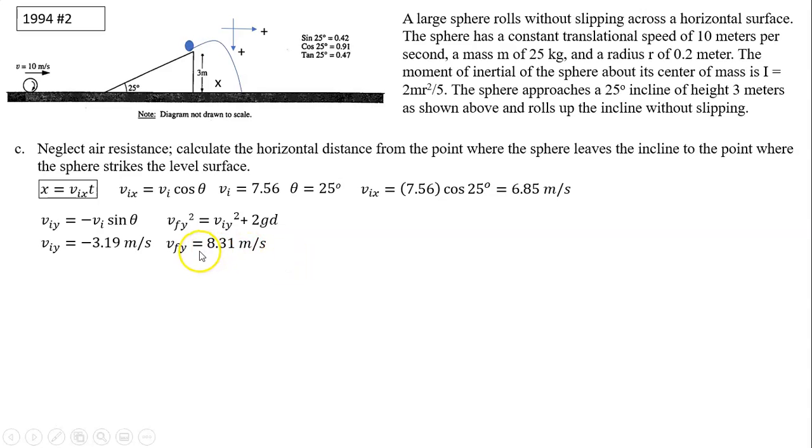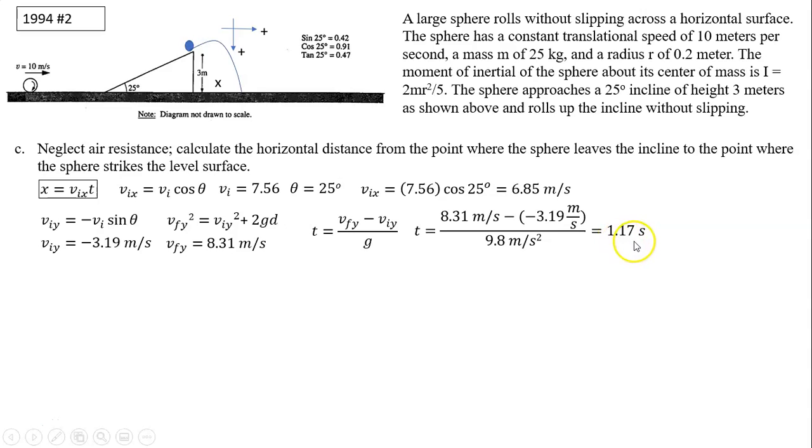Now I have the final velocity, I have the initial velocity, I know acceleration, I can find time using this equation. Remember, initial is negative, you need to substitute the negative value in there. I have 1.17 seconds. Now I have the initial horizontal velocity, I know the total time, I can find horizontal distance by plugging that into this equation. 6.85 times 1.17, my horizontal distance is 8.02 meters.